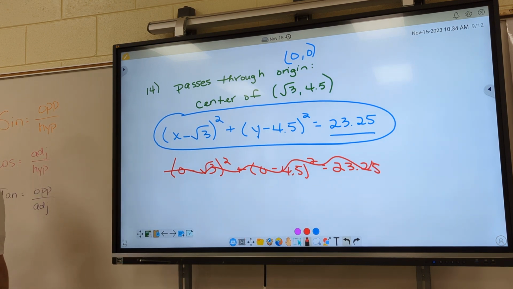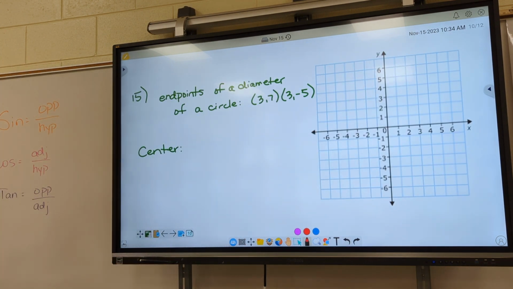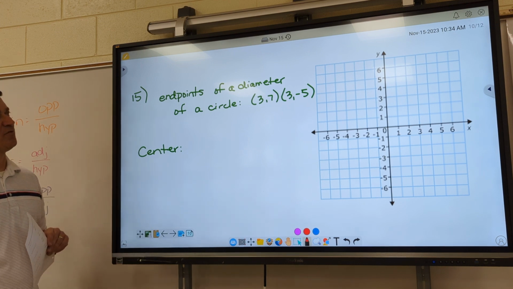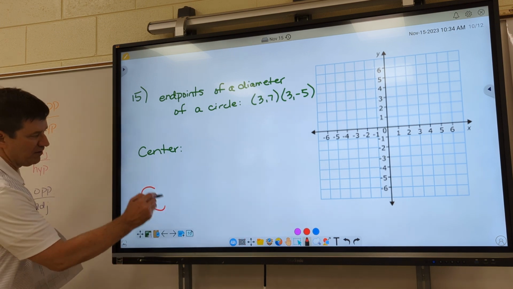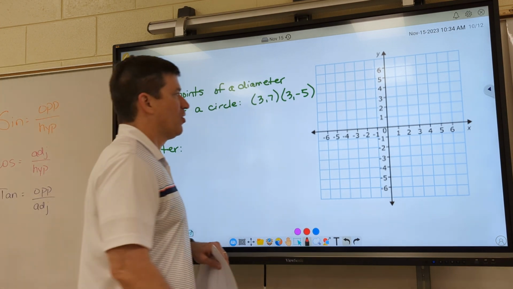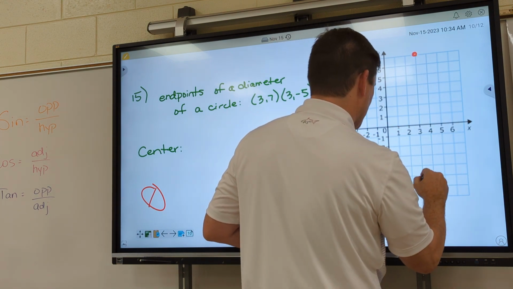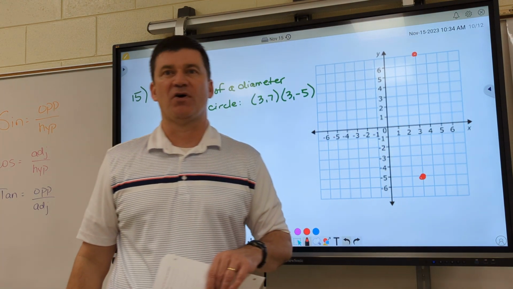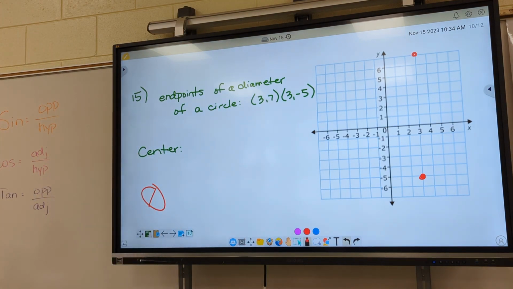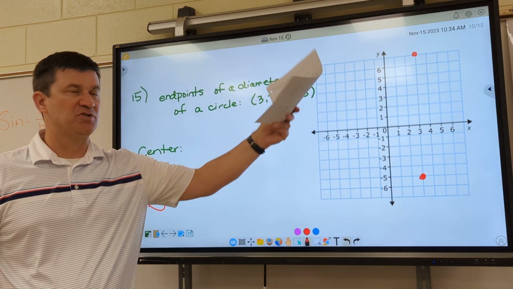All right, 15, 16, and 17. You will need to draw these. All right, everybody's got a graph on your paper. Let's read 15. The endpoints of the diameter of a circle. The diameter, remember, if this is your circle, the diameter goes all the way across. The endpoints are at over 3 up 7 and over 3 down 5. You guys plot those points on your graph, please. Plot those for me, Samara. Go over 3 up 7 and go over 3 down 5 and put your points.